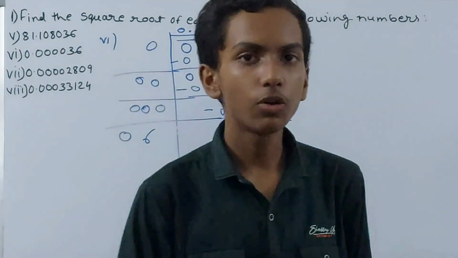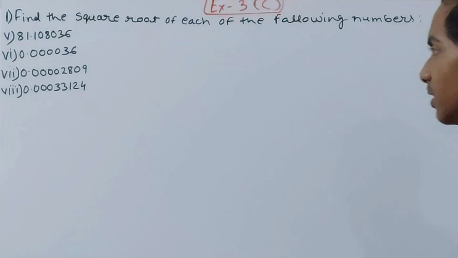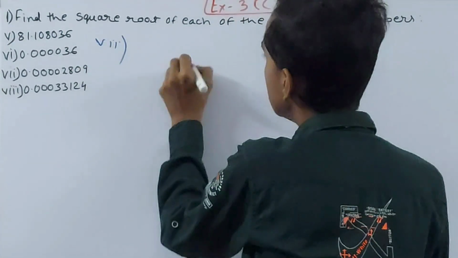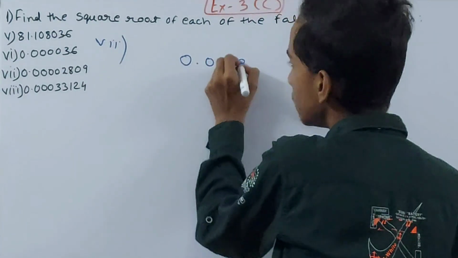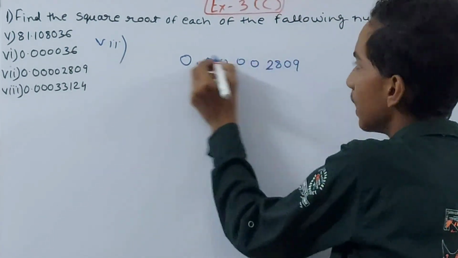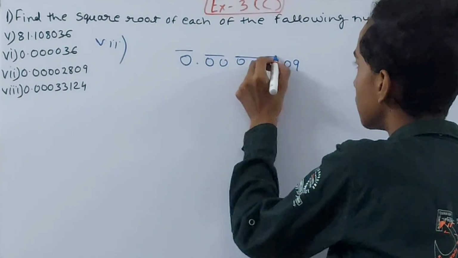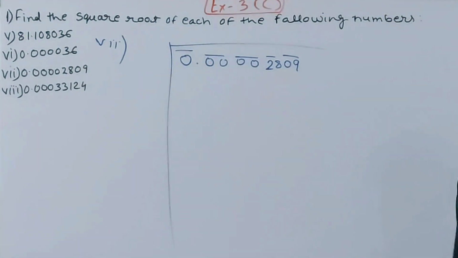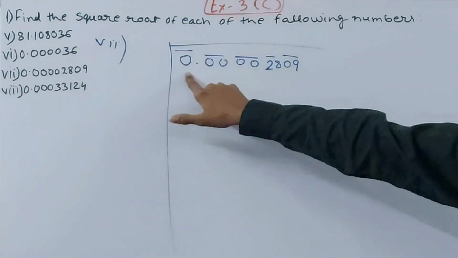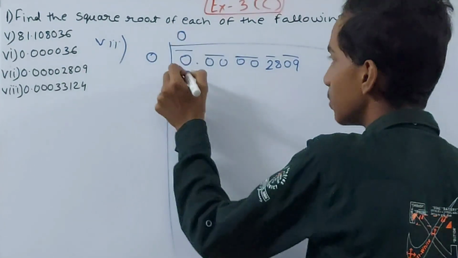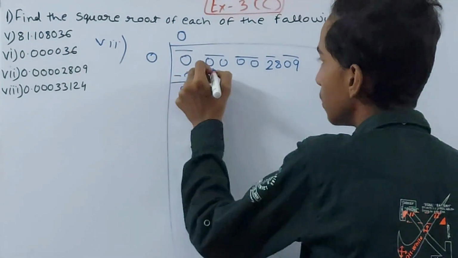Now let's move on to the next part. Now 7th part. Okay, so 7th part is what? 0.00004 zeros and then 2809. Let's make pairs: this pair, this pair, this pair, this one, right? Let us see. So 0 0 0 0 0, again 0 here, so this will go 0 times, minus 0 0, bring down the next pair.